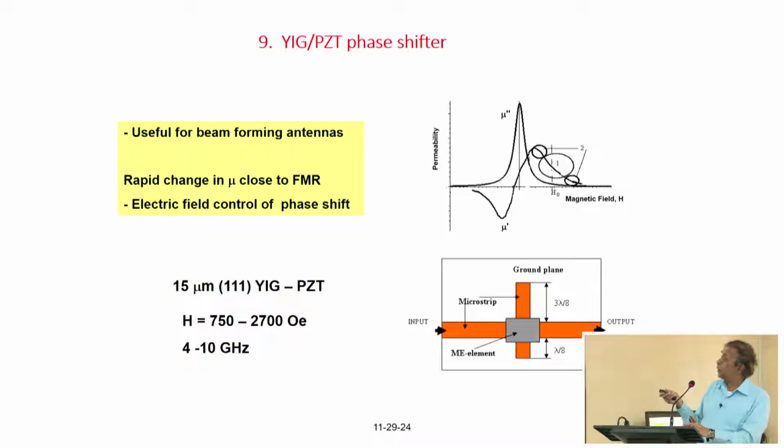But I don't want to spend too much time. We are running pretty close to my time limit. So, with YIG PCT, you can apply an electric field and change the phase, and then do the scanning with this kind of device.